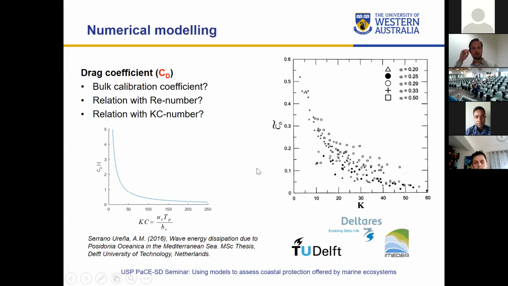So we've done a little bit of work on this drag coefficient. I had a master student a couple of years ago who collected data in the Mediterranean, in Spain, across a seagrass meadow, and tried to come up with a relation for the drag coefficient. You can see there's quite a bit of scatter in this relation, and she found that the so-called Keulegan-Carpenter number, which is a function of the wave velocity, the wave period, and the blade width of the seagrass, gives a reasonable formula for the drag coefficient that you can put in the model.